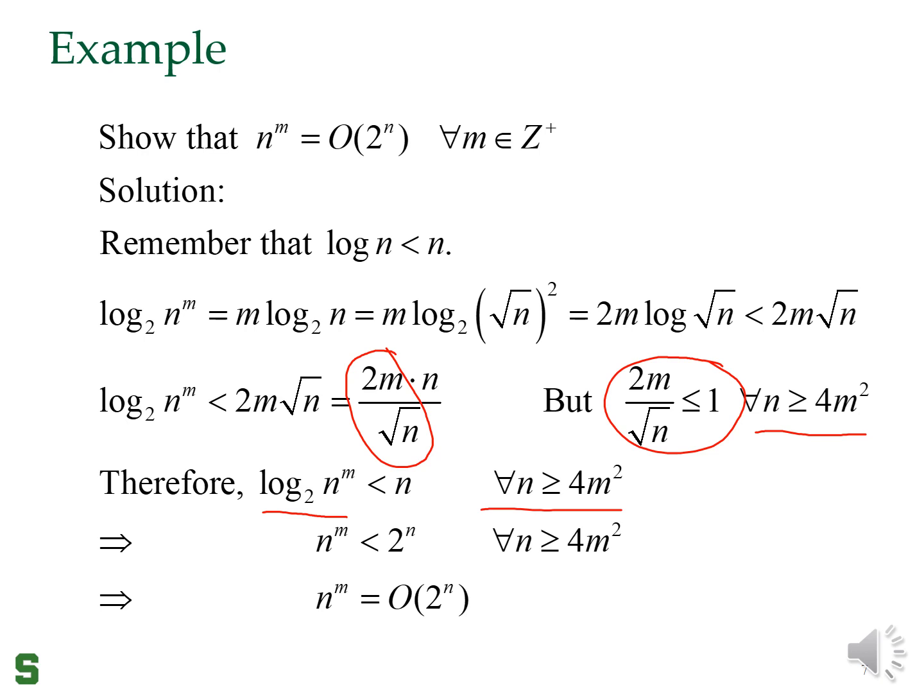The next thing that we have to do is basically put both of these and raise it to the power 2. So I'll get n to the power m is less than 2 to the power n, where n is larger than 4 times m squared. That means n to the power m is big O of 2 to the power n.